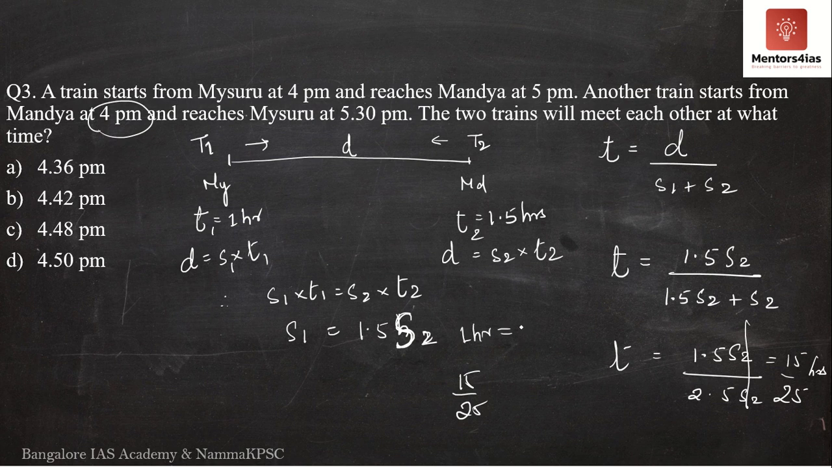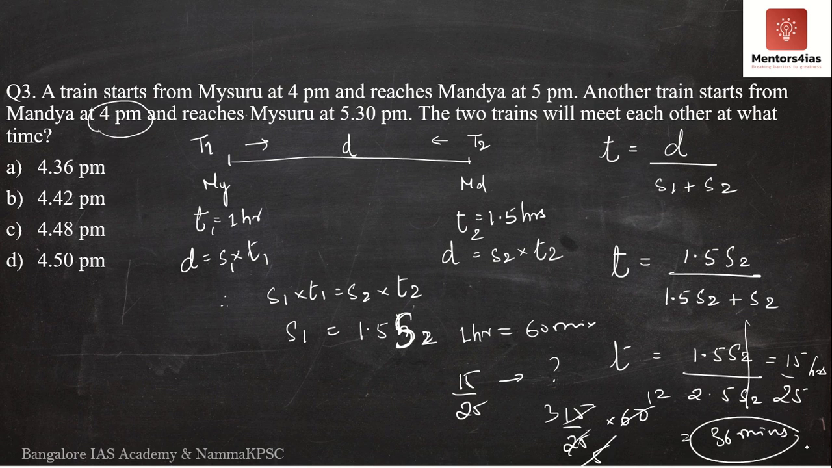See, 1 hour is nothing but 60 minutes. Therefore, 15 by 25 is how many minutes? This is nothing but 15 by 25 into 60. So we have 5 fives are 25, 5 twelves are 60, 5 threes are 15, 3 twelves are nothing but 36 minutes. Meaning what? After the trains leave at 4 p.m., they will take 36 minutes to meet each other.